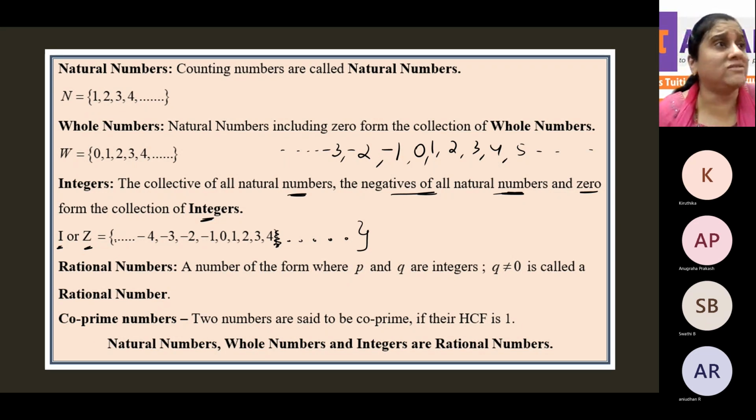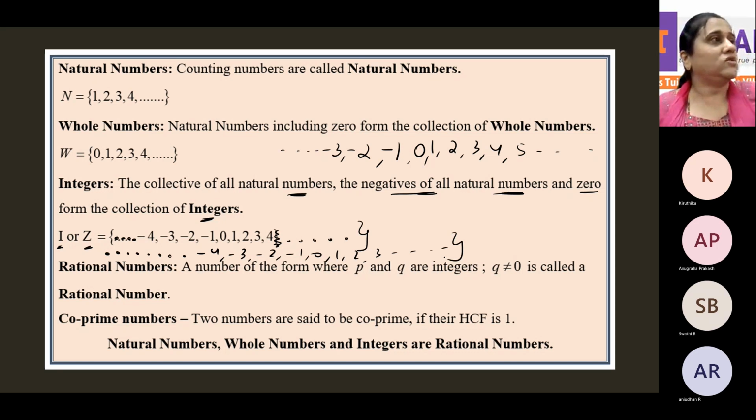You don't know the smallest integer either. Which is the smallest integer? The smallest whole number is 0. The smallest natural number is 1. The smallest integer you can't say, because you don't know where it starts from. Can you see the dots? It starts from nowhere. Then we are here at -4, -3, -2, -1, 0, again 1, 2, 3, 4. It goes on. So you cannot identify the smallest integer or the largest integer.